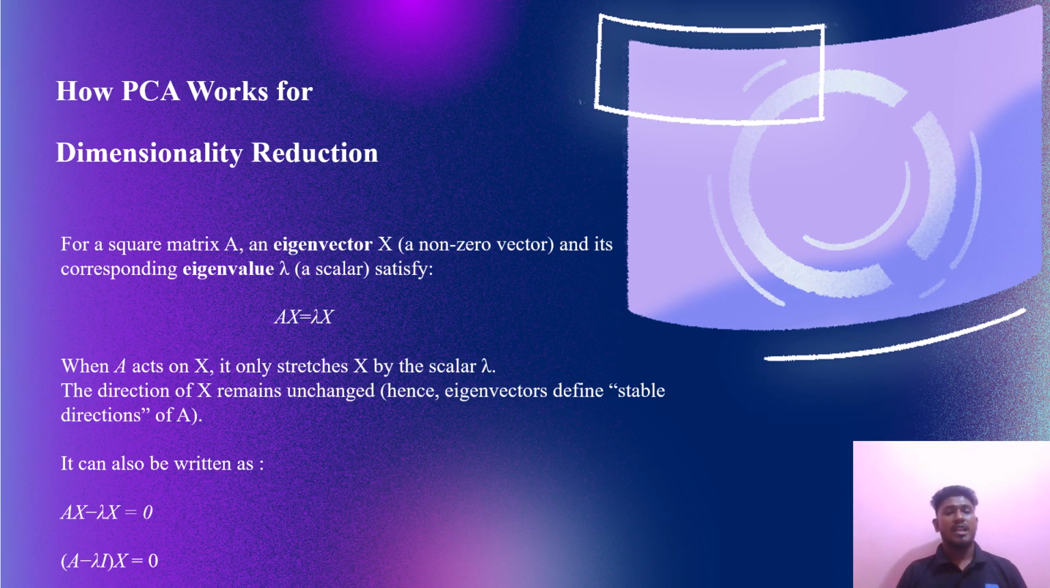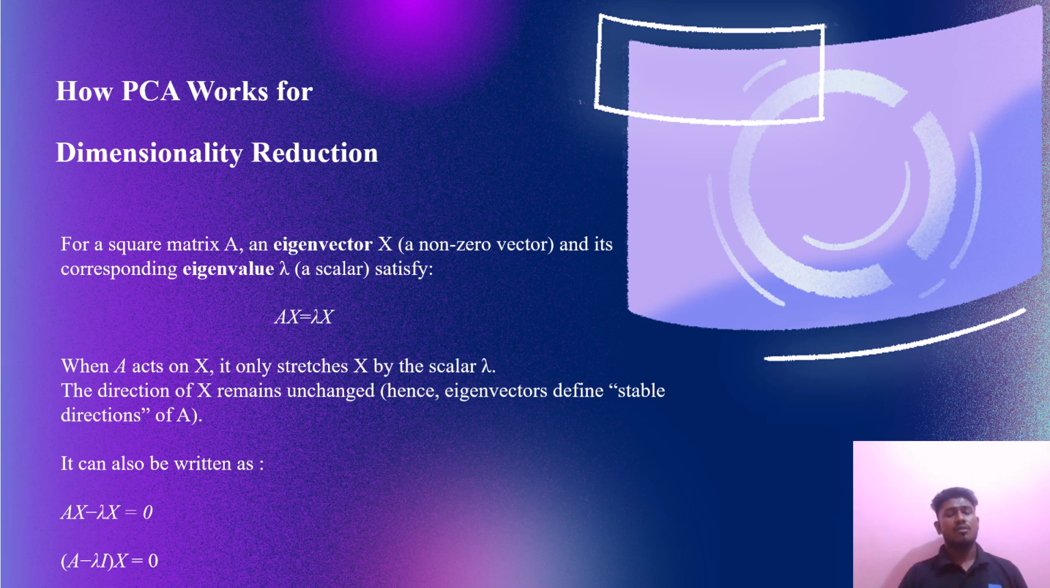Well, for a square matrix A, an eigenvector x and corresponding eigenvalue lambda, we represent the equation Ax is equal to lambda x. When A acts on x, it only stretches x by the scalar lambda. It can also be represented as Ax minus lambda x is equal to 0. If we take x common, (A minus lambda I)x is equal to 0, where I is an identity matrix.